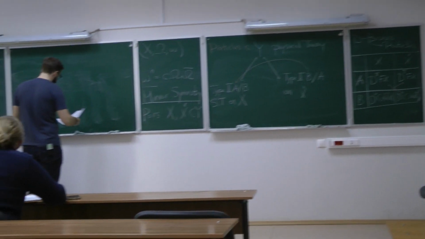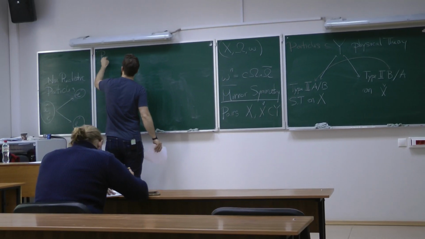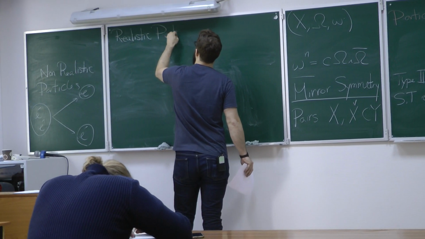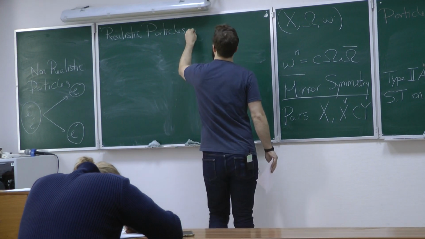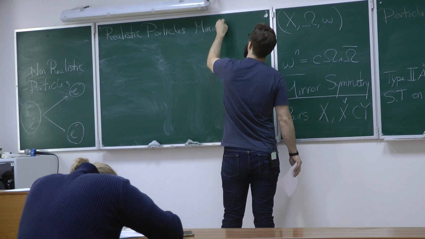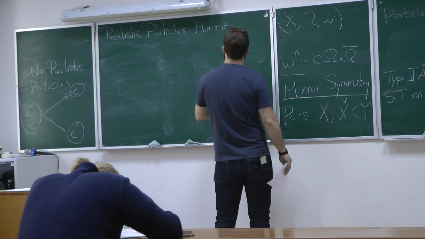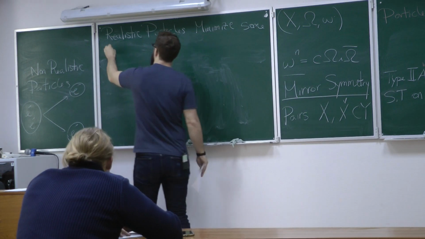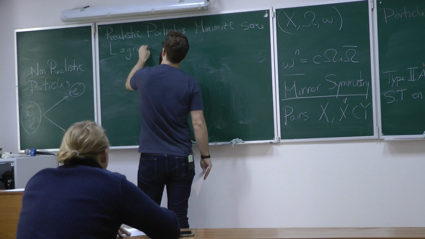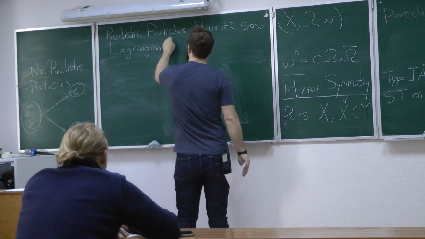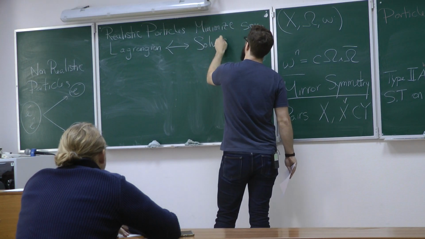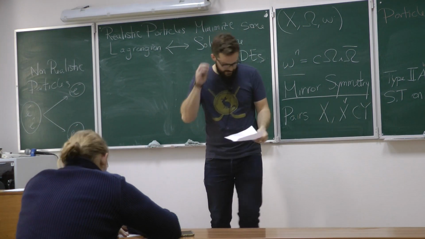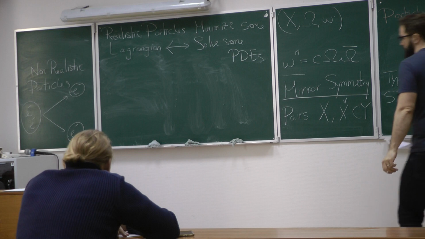Okay, so how do we describe the realistic particles? Well, by the usual principle in physics, the realistic particles minimize, or maybe not minimize, but say extremize some energy, some Lagrangian, right? And in particular, that means that they should solve some PDEs. Okay, so we have this sort of classical physics point of view.